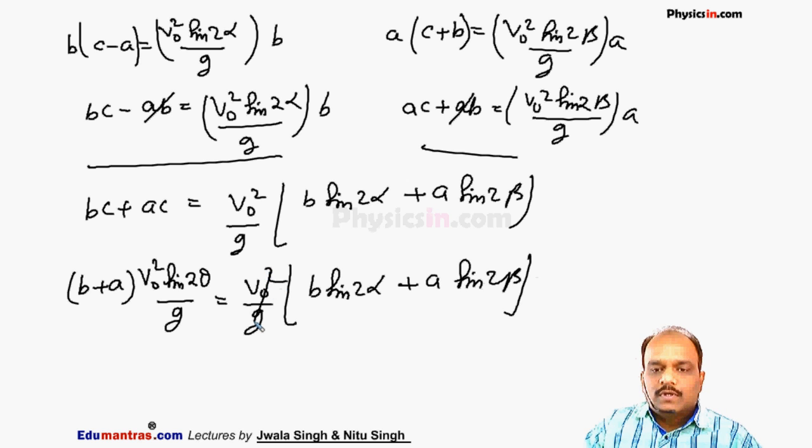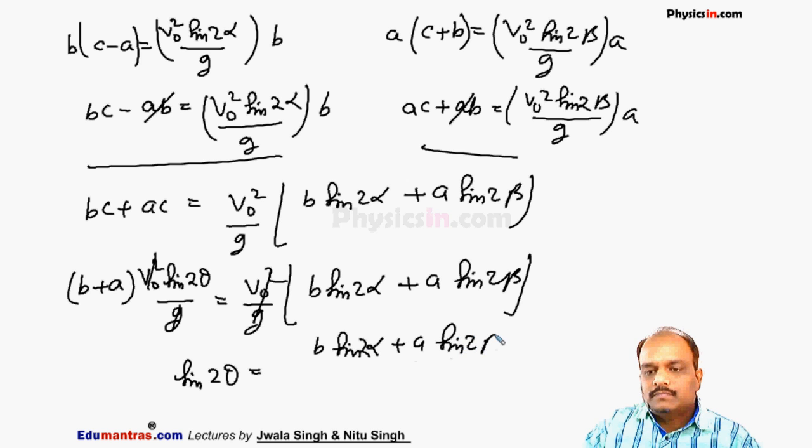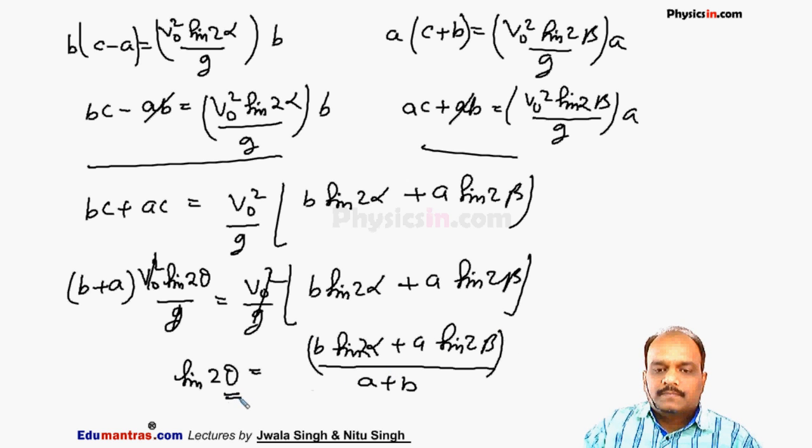So this V naught square by G will cancel out. We get sine 2 theta is equal to B sine 2 alpha plus A sine 2 beta whole divided by A plus B. This is the angle of projection.